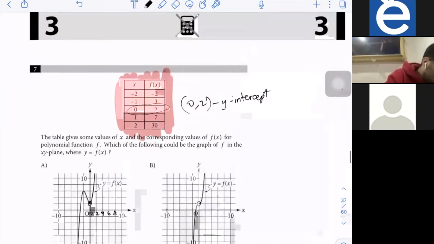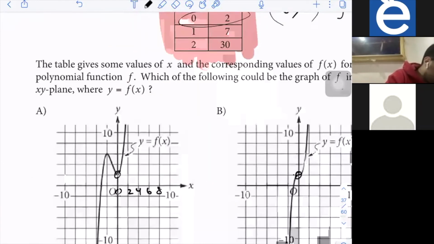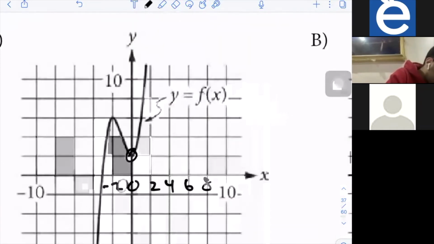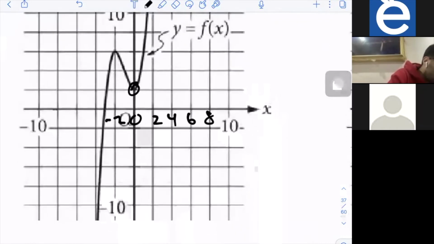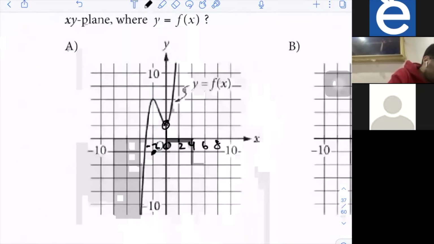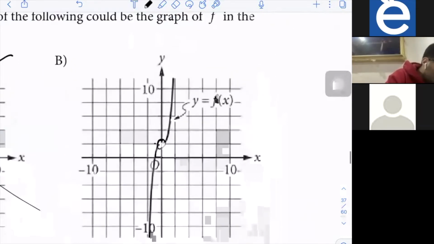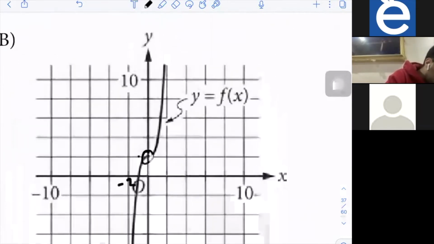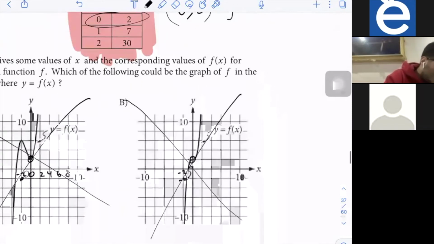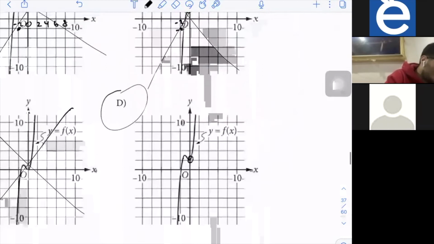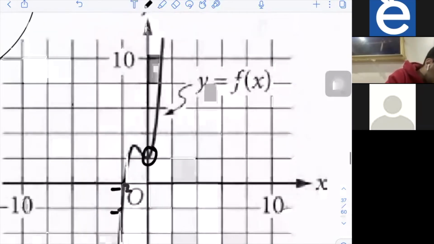Next one. Let's try -2. -2 should be down right here somewhere, not there. So this is out. We can cross that out. Now let's do -2 here. This also doesn't work, so you can get rid of that. And so you're left with choice D. See, -2 right here and -2 right here, and it matches.